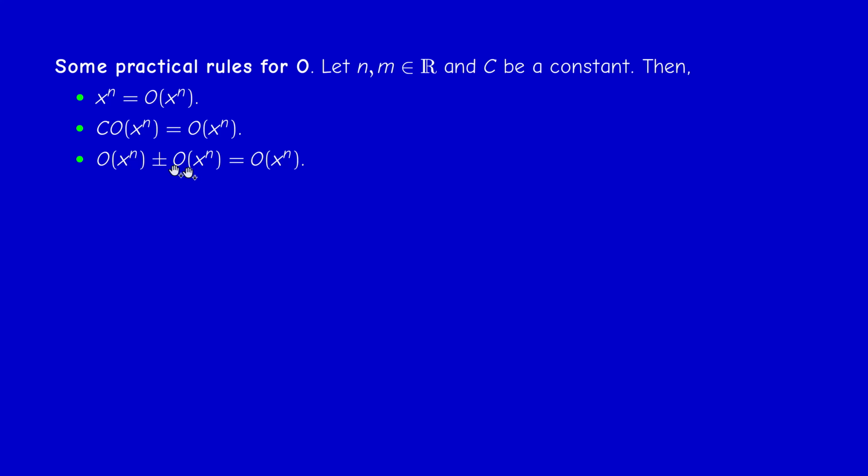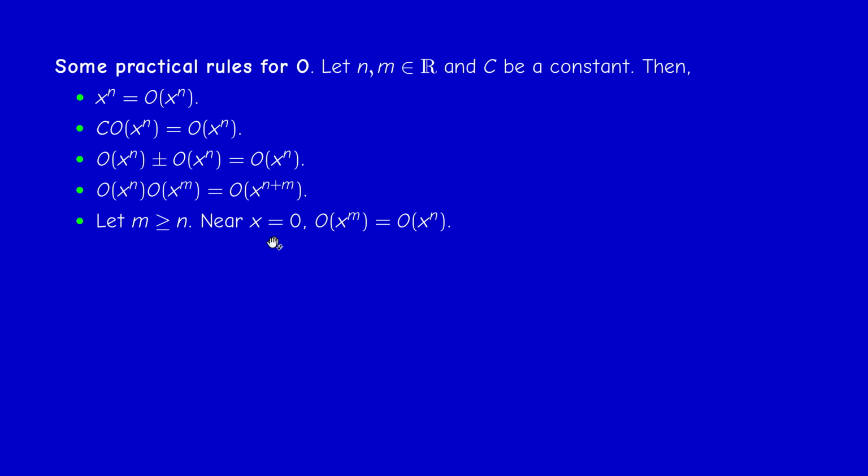If I add two big O's or subtract two big O's of the same quantity, I get this big O of the same quantity. When I multiply, powers add, because this is less than a constant times xn, and this is less than another constant times xm. So when you do the product, you get xn times xm.